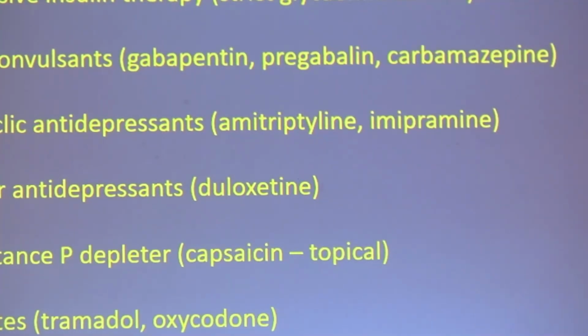Pain and paresthesia: intensive glycemic control, anticonvulsant, tricyclic antidepressant, other antidepressants like duloxetine, substance P depleter, capsaicin cream, opiates, tramadol, oxycodone, membrane stabilizer, mexiletine, and antioxidant alpha lipoic acid.